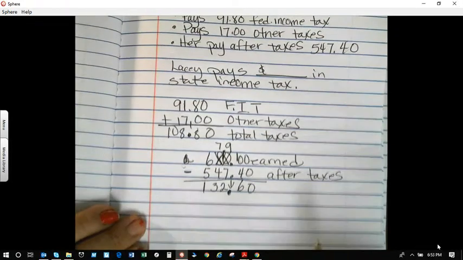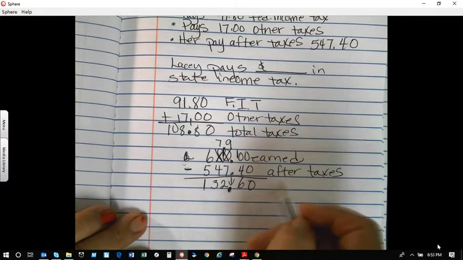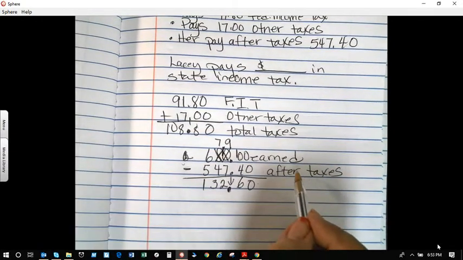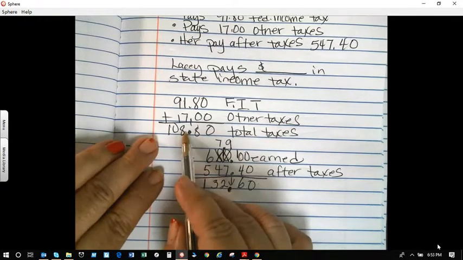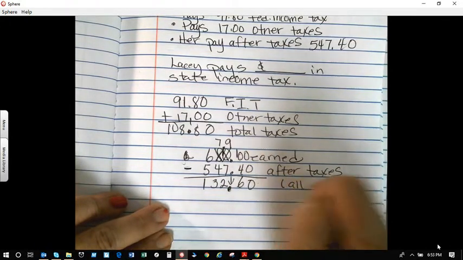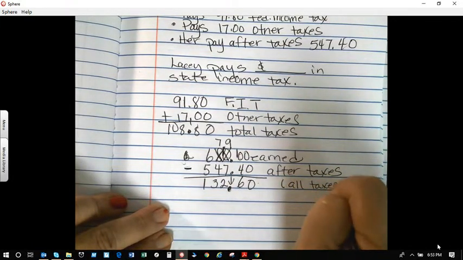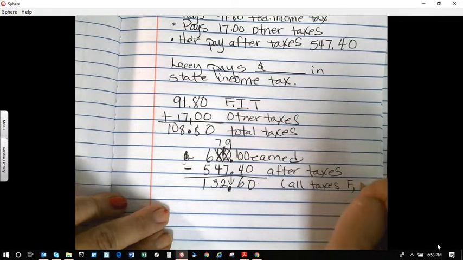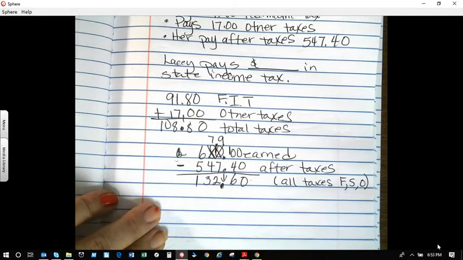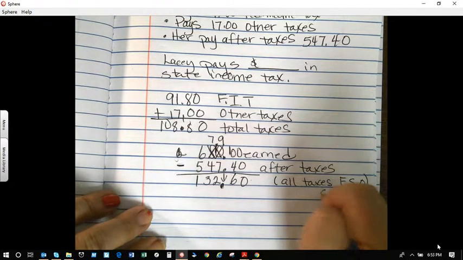Alright, but I'm not done yet. Because this would be the total taxes with state, federal, and other. So now I have to take the difference. This is all taxes. Federal, state, and other. Okay, I just put FSO. Federal, state, and other. Combined.